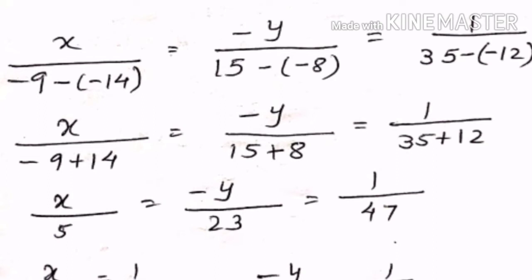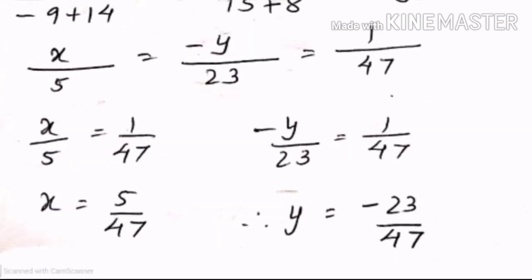Now we will compare x by 5 and 1 by 47. So we are left with our answer as x is equal to 5 by 47, and similarly y is minus 3 by 47. Why? Because on the left side there is a negative sign which will transfer to the right hand side. So we get our x and y values here, students.